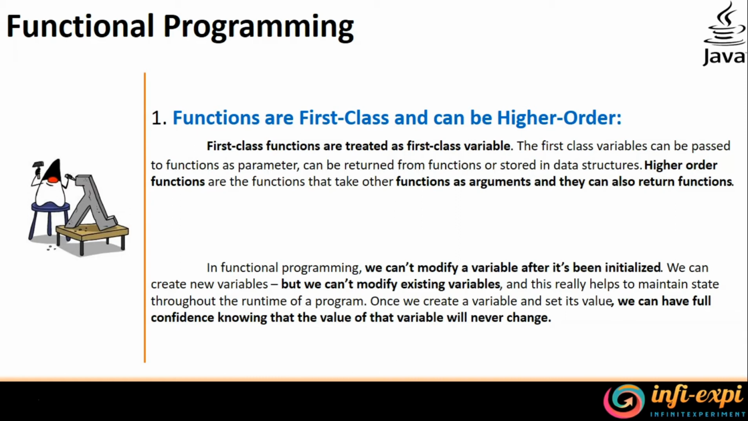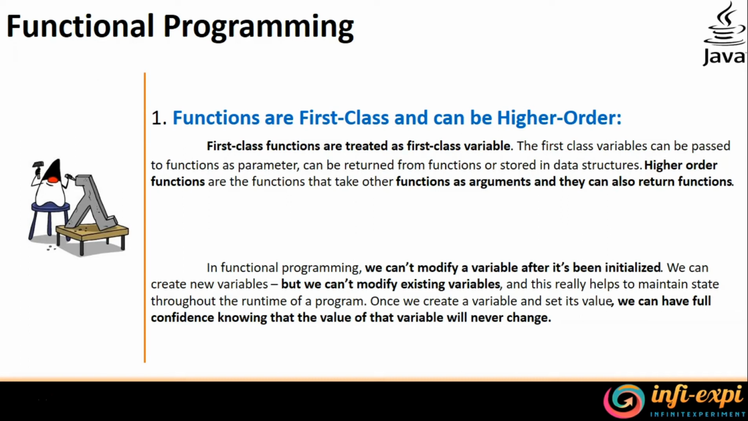Now, the next important term is functions are first class and can be higher order also. The meaning is that a function should be a pure function in functional programming, and one function can take another function as an argument, and a function can return another function as a return type. A function can take a function as an argument, or a function can return a function. That means it's a first class function. Another term is the higher order function.